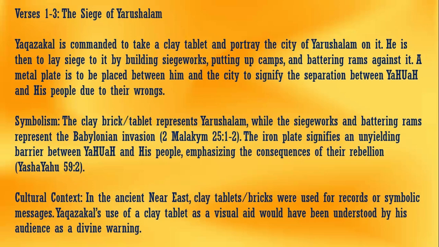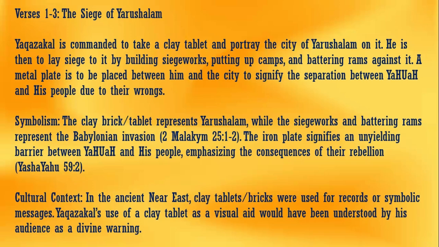A metal plate is to be placed between him and the city to signify separation between Yahuwah and his people because of their wrongs. What's the symbolism? The clay tablet or brick represents Jerusalem, while the siege works and battering rams represent the invasion of the Babylonians. And of course, we can look at Second Malachim, or 2 Kings 25, verses 1 to 2, if someone is able to find that.